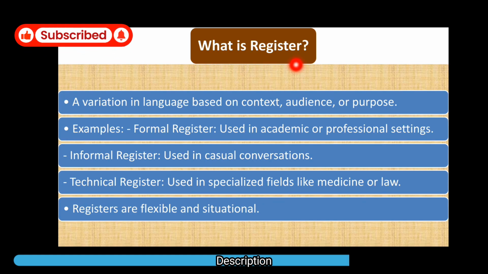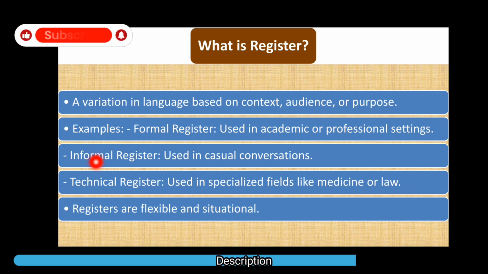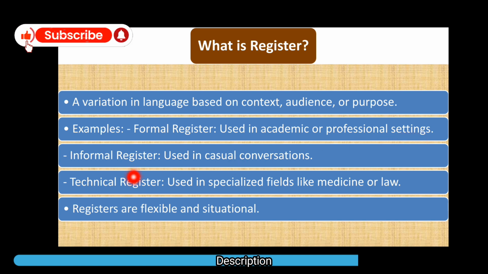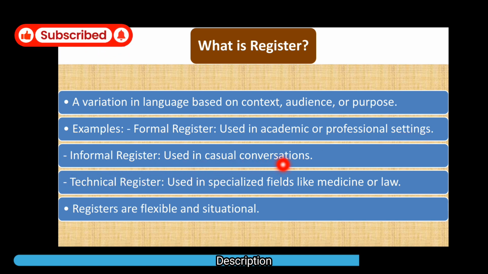Now, what is register? A variation in language based on context, audience, or purpose. So when you change the context, the variation changes. When you change the audience, the register changes. When you change the purpose, your register changes. Example: formal register is used in academic or professional settings. Informal register is used in casual conversation. It's not the case like low variety and high variety, where one is acquired at home as a first language and one is acquired in school or a formal setting as a second language. It is something that is situational, fine.